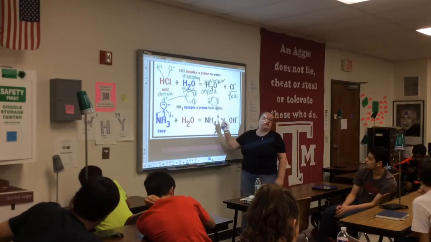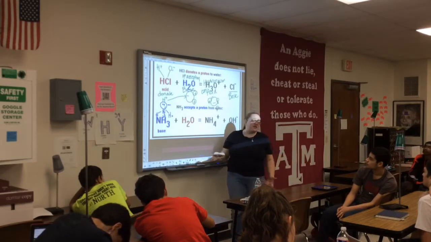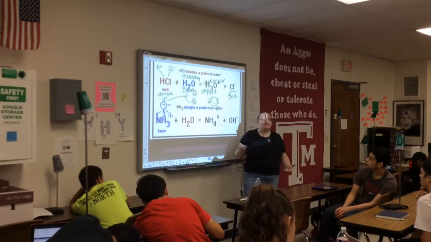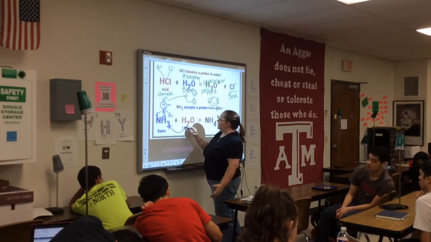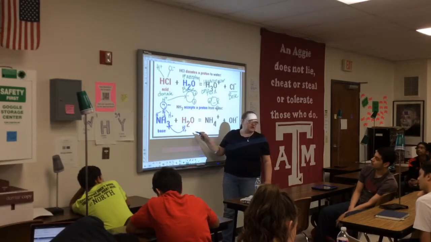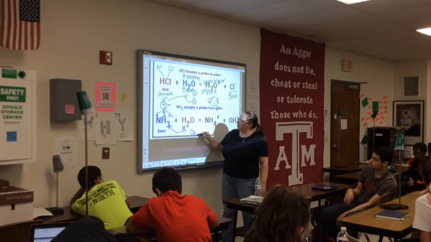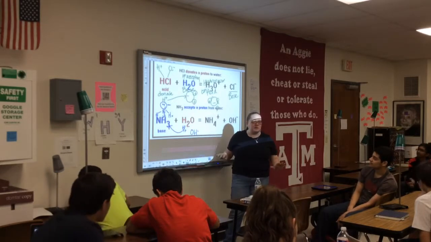And you can look at this other side if you lose track of what's going to happen. It's going to accept a hydrogen. Where's that hydrogen going to come from? The H2O. The H2O, right? So H2O becomes a source of hydrogen. So what's going to be left over? Hydroxide. Okay? You guys with me?